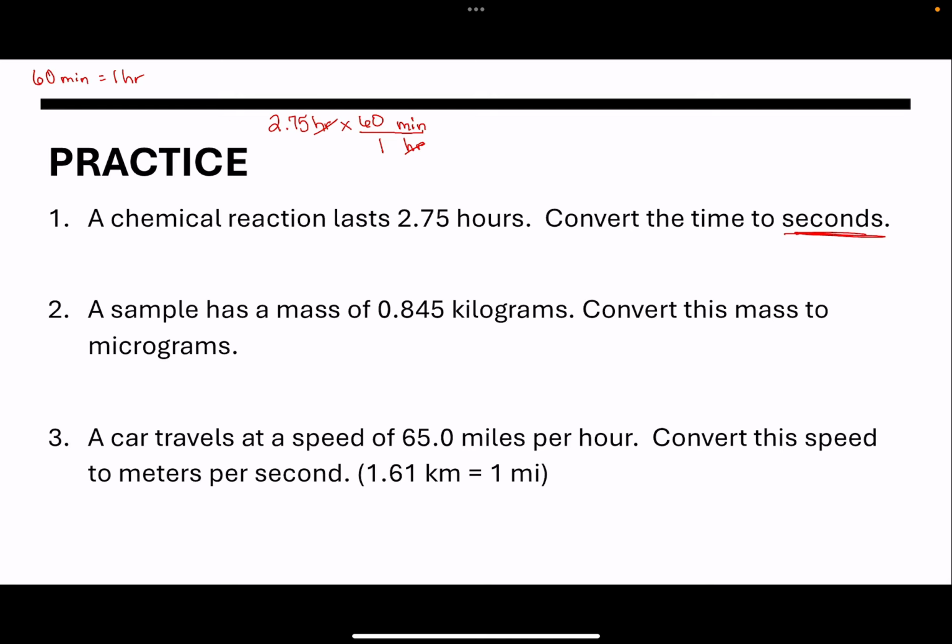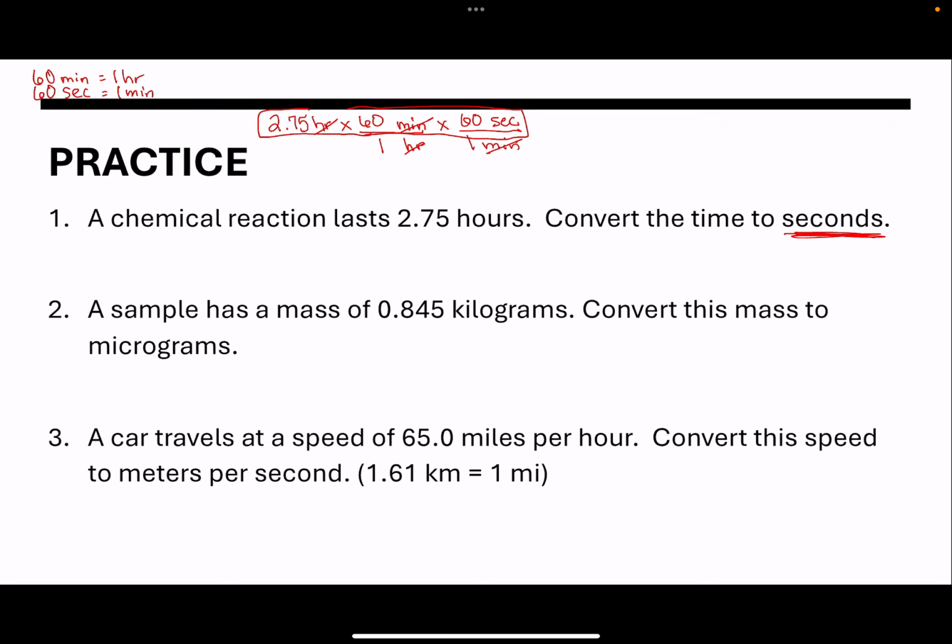And we're left with minutes, but we want to go to seconds. So we know that there are 60 seconds in 1 minute. So we can plug that into our problem where we have 60 seconds in 1 minute because we want to cancel out our minutes. That's why we wrote it in that way. And then again, we are going to do what I said before, where we are going to multiply the top and then divide by the bottom.